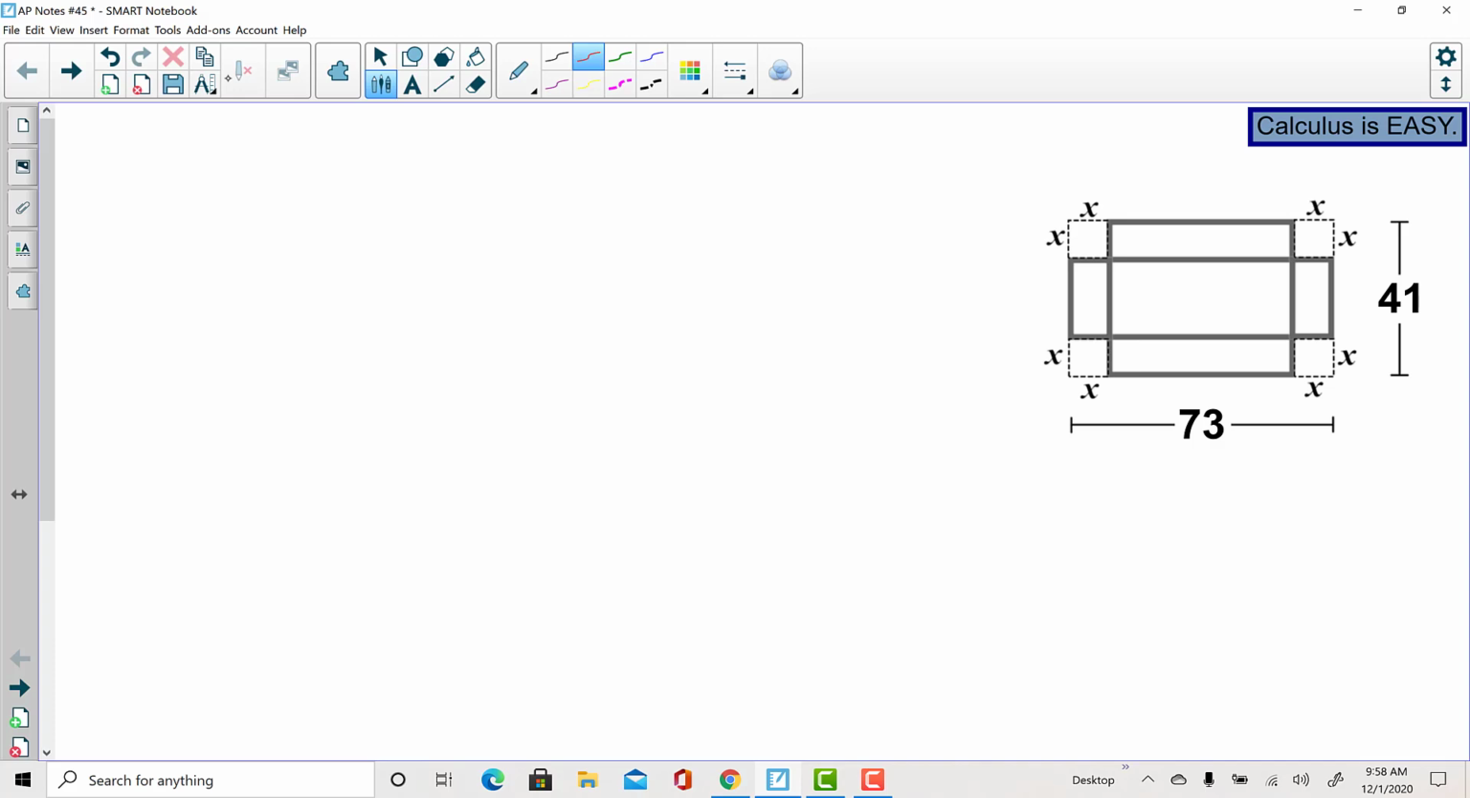Okay, if we want to maximize the volume, the first thing we want to do is write down the formula for the volume. So the volume is going to equal the area of the base. So I'm just going to put length times width. That's the area of the base. And then times the height. In this case, the height is really easy to figure out. It's just the distance from here to here. All right, those are the sides. We're going to fold those up, and the height will just be x.